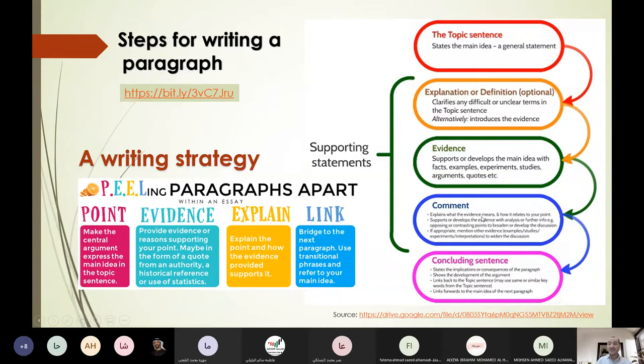Explain what the evidence means. Explain the evidence you added to your writing. What makes this evidence related to the topic? Make a kind of connection. And finally, you conclude by wrapping up the first main idea. In the conclusion part, it could be a summary of the main points you raised in this writing, or you restate your opinion, but don't add any new idea in the conclusion part.